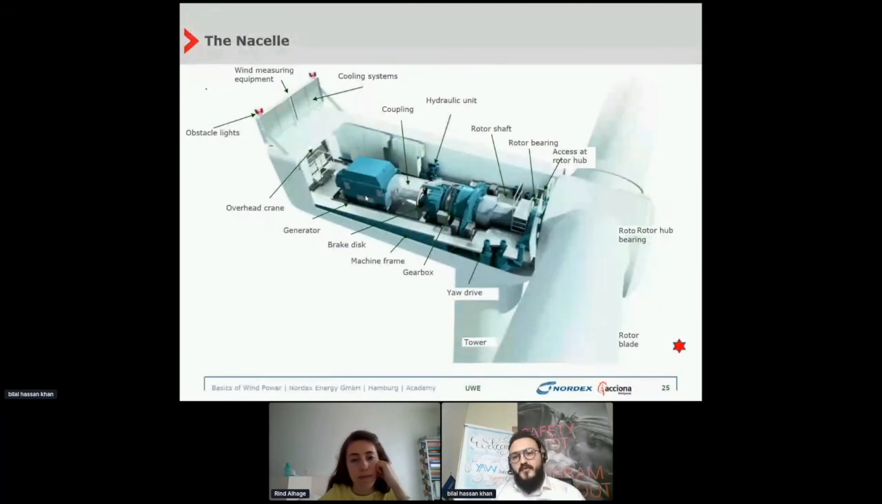Nordex has many different products, and I will tell you about those products right now. I added this picture here. This is about a nacelle which we are going to visit today. We have different kinds of products in Nordex, but the basic structure of all turbines is the same. We have a drivetrain, a main bearing, a gearbox, and then a generator. The basic structure is the same, but there are some small changes.